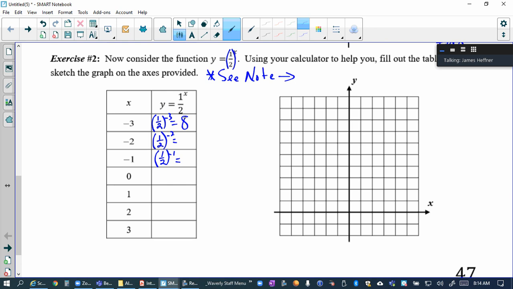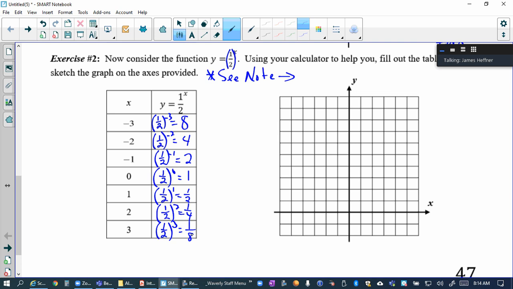And then 1/2 to the -2 would be 4, wouldn't it? And then 2. And then what's 1/2 to the 0 power? 1. And then 1/2 to the first is, of course, 1/2. And then 1/2 squared is 1/4. And then 1/2 to the third is 1/8. It's like half of that again, right?